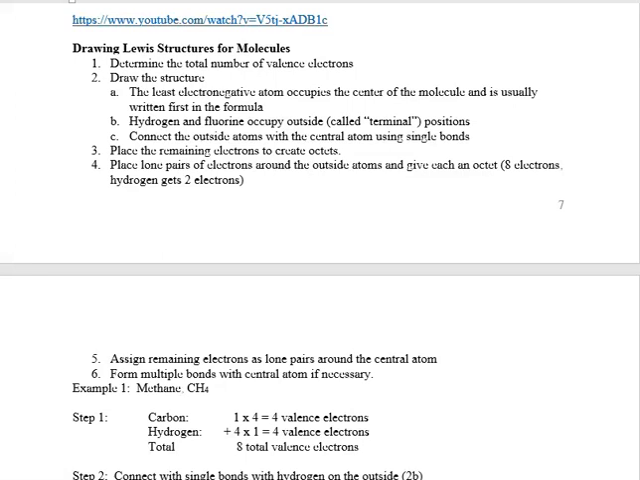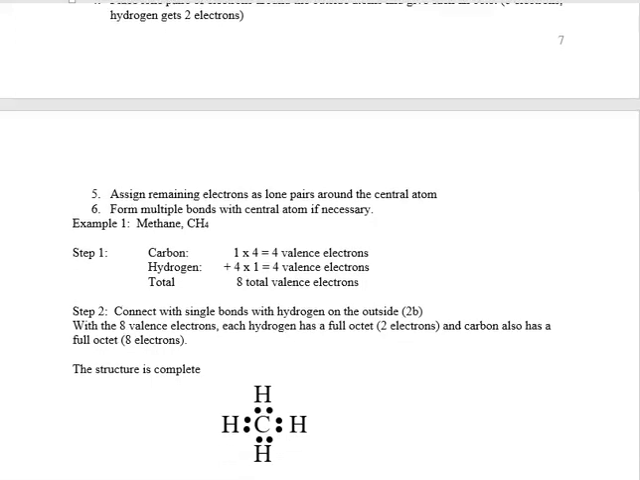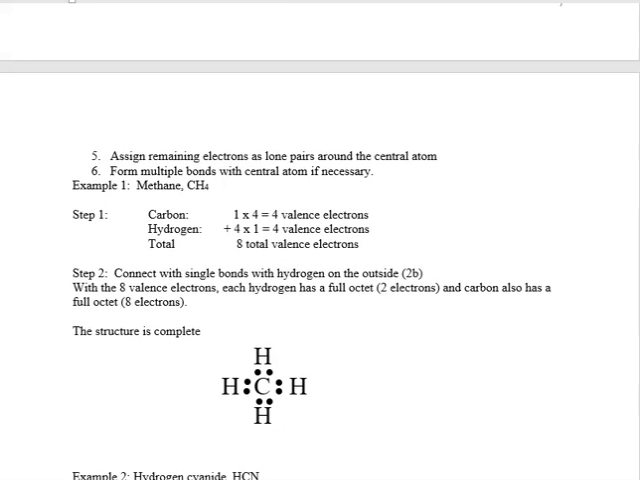Connect the outside atoms with the central atom using single bonds. That would be one pair of electrons, 2 electrons for each of those bonds. Then 3, place the remaining electrons to create octets. And you do that really around the outside atoms first. 4, place lone pair electrons around the outside atoms to give an octet, 8 electrons, hydrogen gets 2. 5, assign remaining electrons as lone pairs around the central atom. And finally, 6, form multiple bonds with the central atom if necessary.